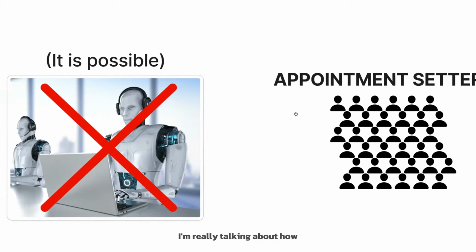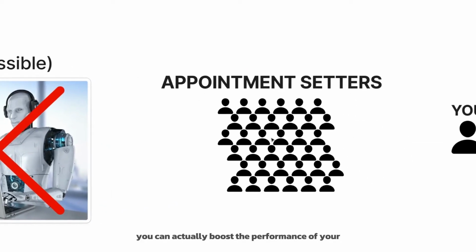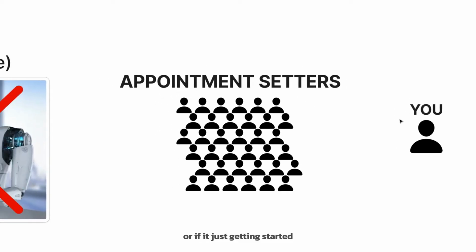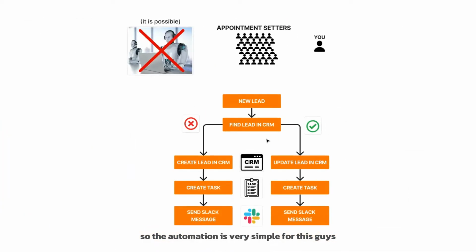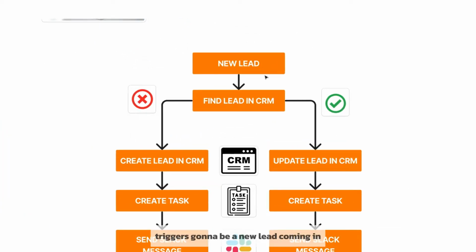I'm going to be talking about how you can actually boost the performance of your appointment setters, or if you're just getting started, you make sure you call those leads as soon as they come into your funnel to actually get them booked for an appointment. So the automation is very simple for this, guys. Trigger is going to be a new lead coming in.